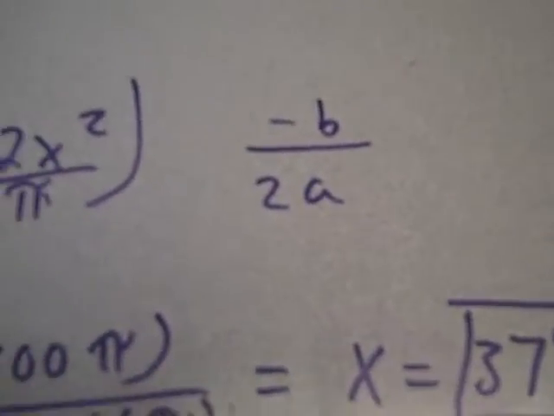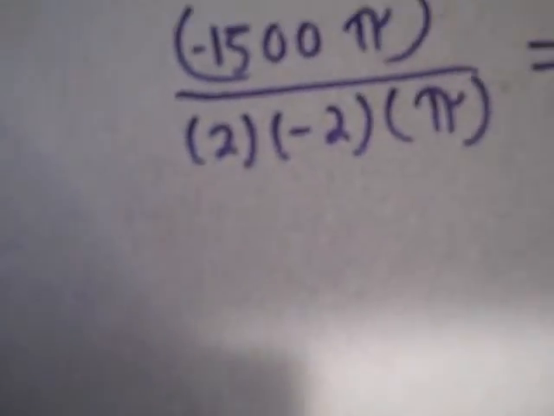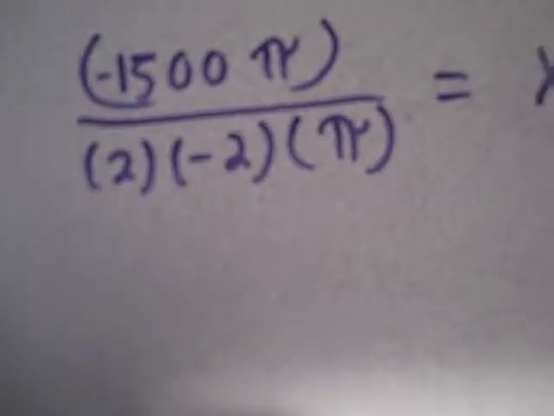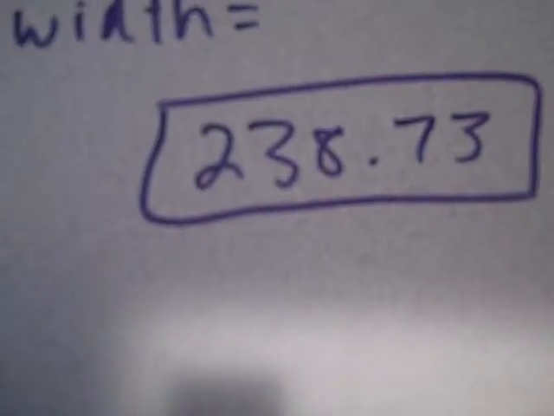And we had to do negative b over 2a to find the maximum point. And we found out with 1,500 times pi over 2 over negative 2 times pi, x would equal 375. And because of that, we plugged that all in, and the final width of it would be 238.73.